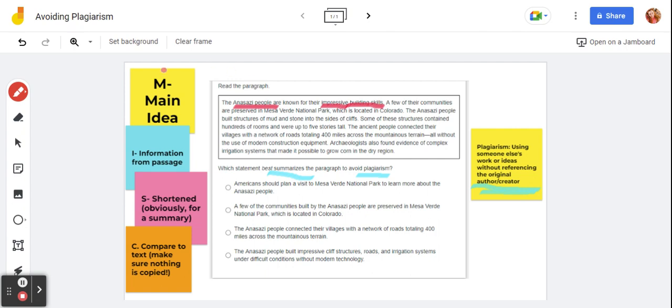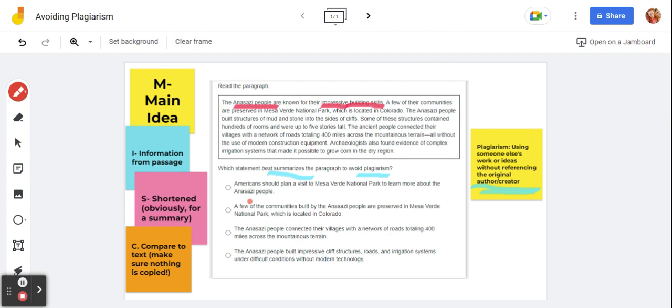So I'm going to go back to my strategy for MISS. The main idea is the Anasazi people and their impressive building skills, and then the paragraph goes on to tell me how they built certain things. Cool. Let's look at our answer choices, because I'm looking for which one has information from the passage, has been shortened, and doesn't have anything copied from the original text.